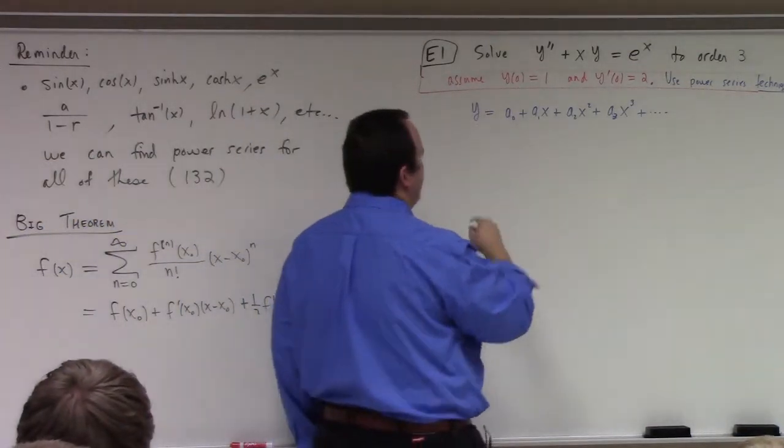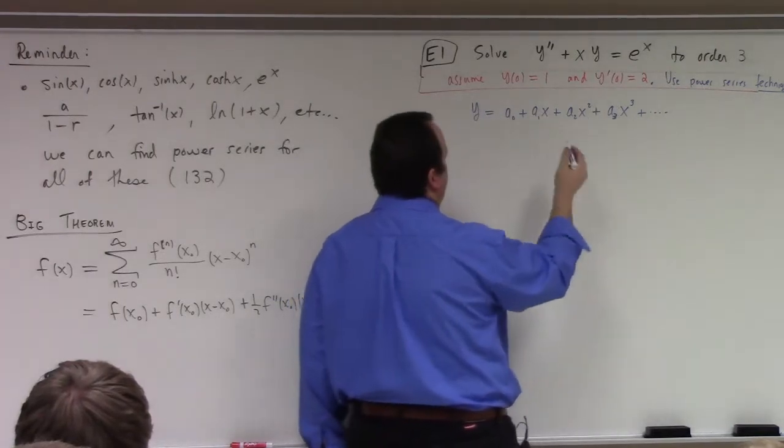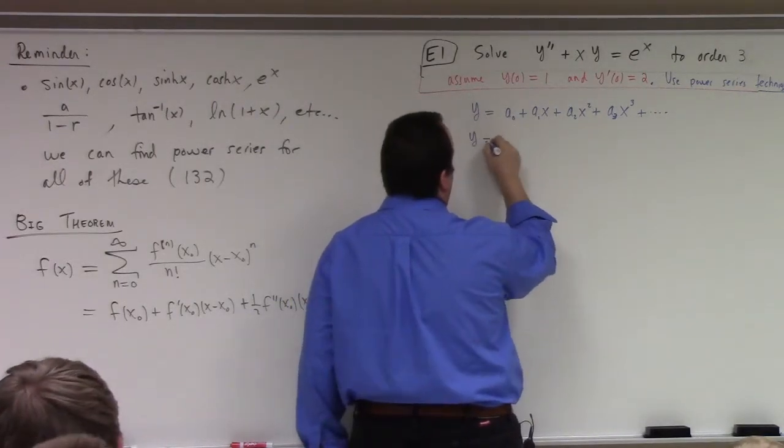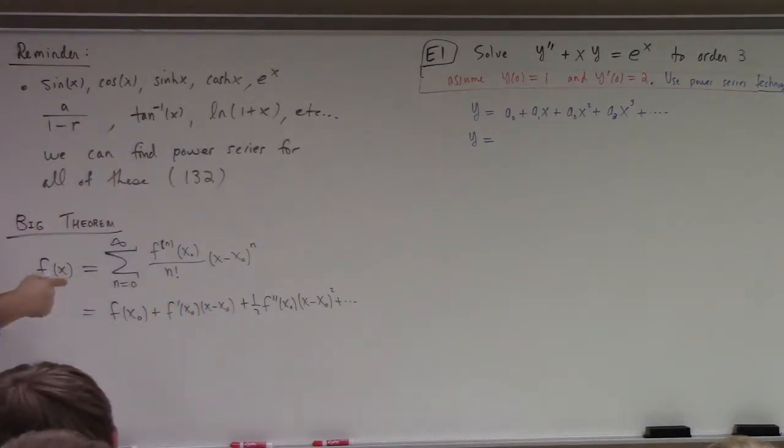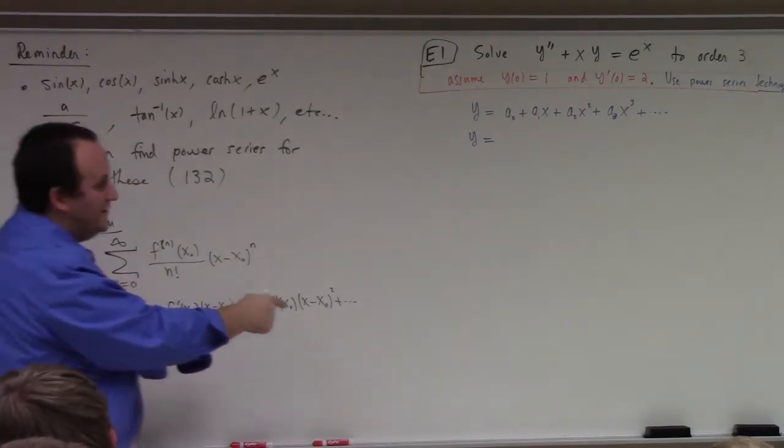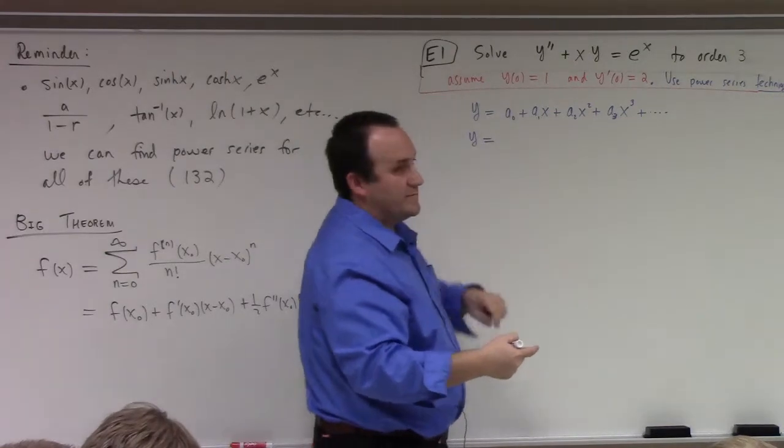Now, there's something we can do here without further work. Step number 1: because we know calculus 2, and we understand the connection between values of the function, values of the derivative of the function, and the power series, you can immediately tell me what a sub 0 and a sub 1 are. What are they?